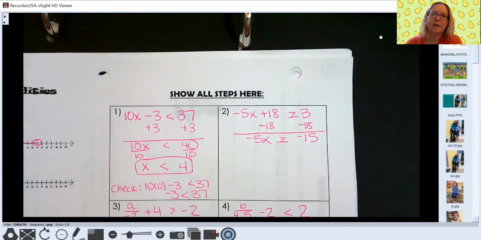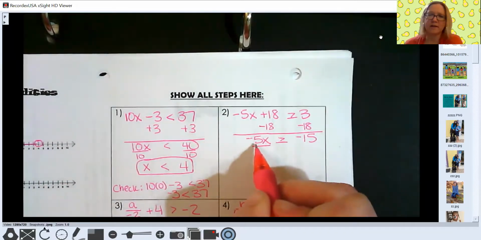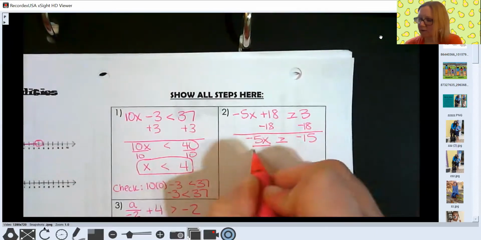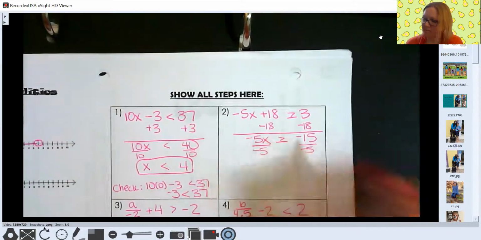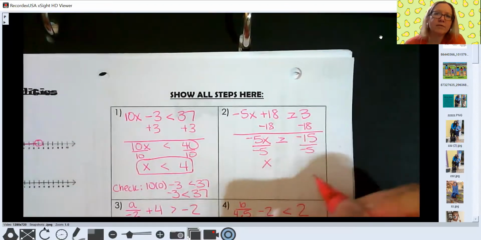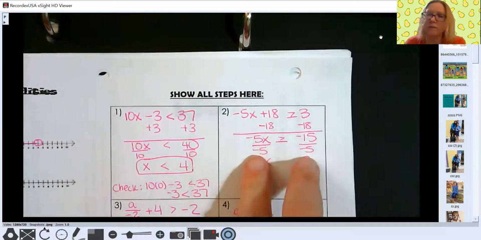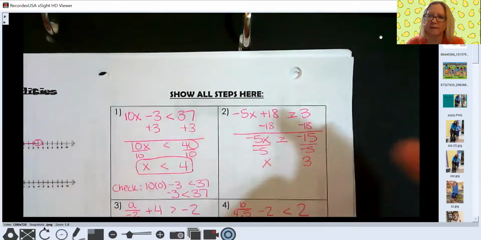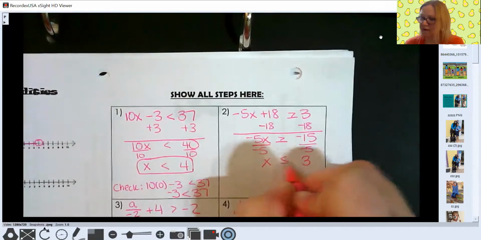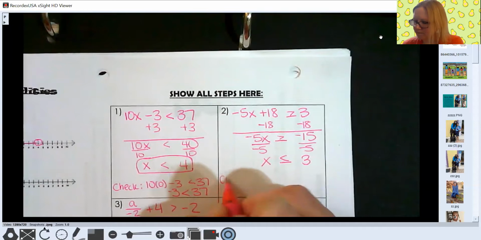Now I'm going to apply the inverse of multiplying by -5, so I'm going to divide both sides by -5. I get x, and -15 divided by -5 is +3. Since I divided both sides by a negative, I have to reverse the symbol, so it becomes less than or equal to. Okay, I'm going to check my answer.